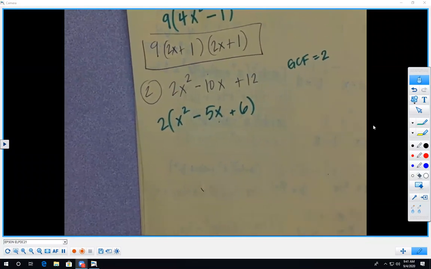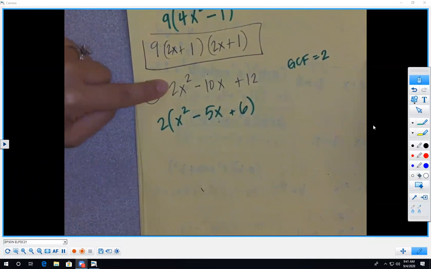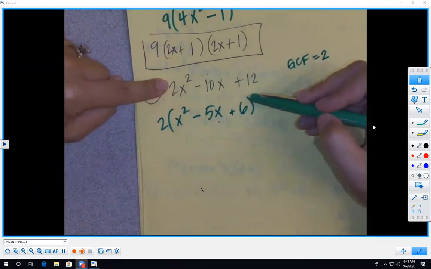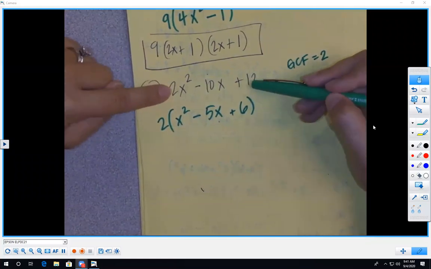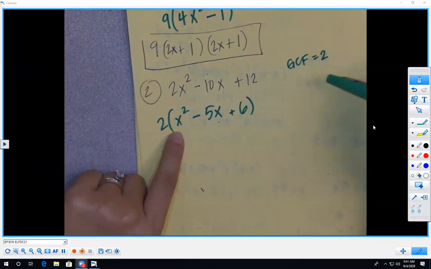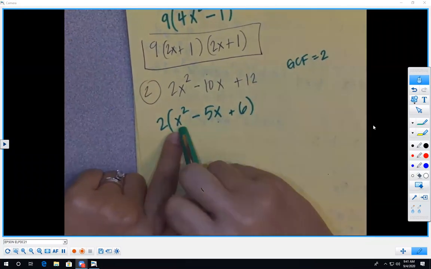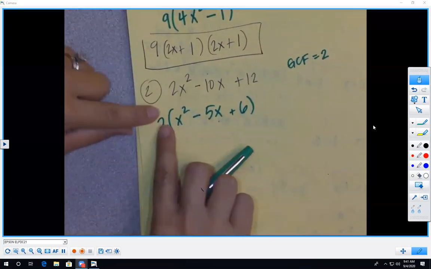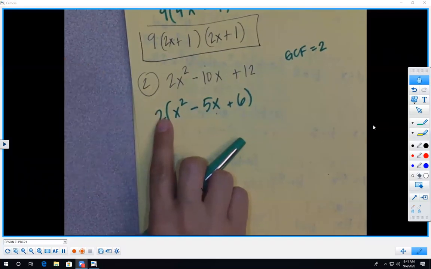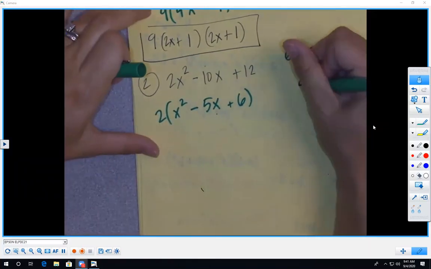Okay, in this case, taking out the 2 actually helped us. Before I took out the GCF, what kind of factoring problem is this? The 3 terms, which is AC method. Is this a shortcut problem at the beginning? No. When I took out the 2 now, is it a shortcut problem? Yeah, because A is 1 now. Okay, so I leave the 2 until the end. I just forget about the 2. My A value now is 1.